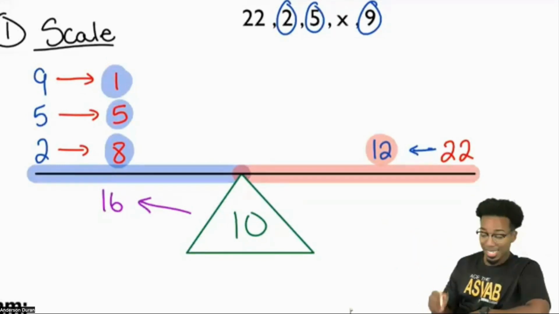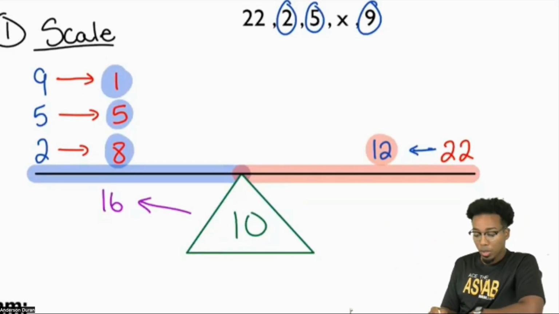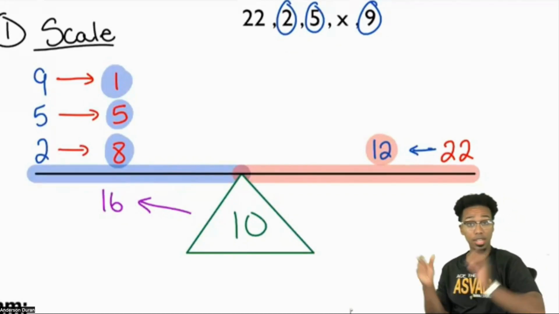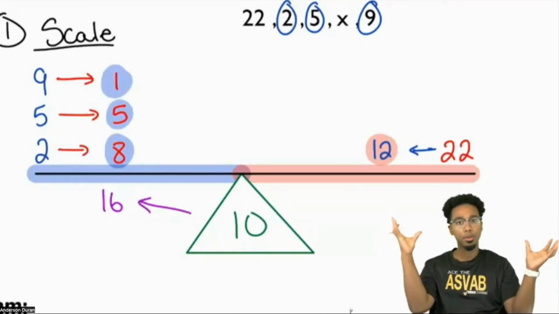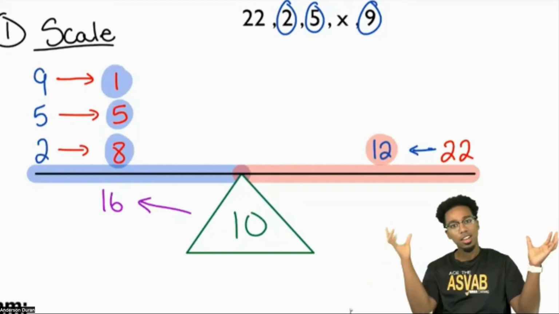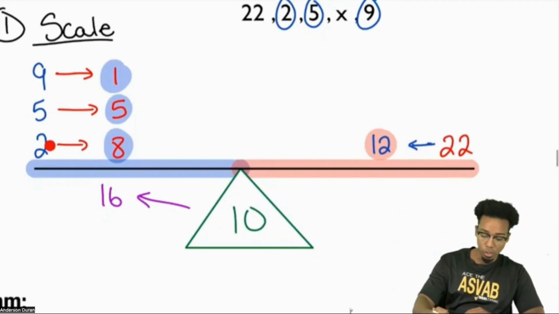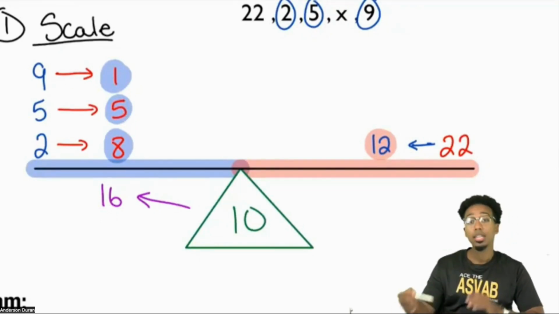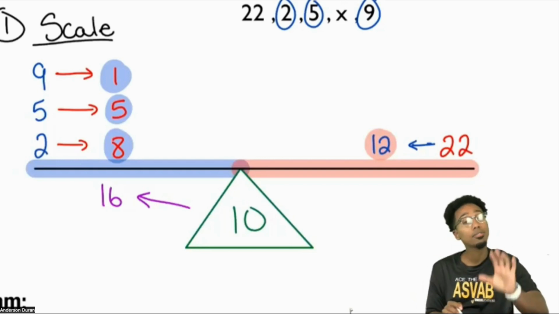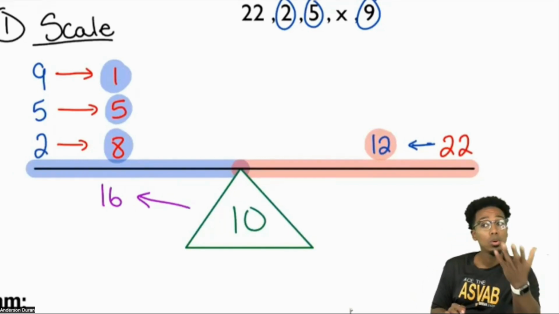We got the 16 because we saw that the 2, the 5, and the 9, all of them being on the left side of 10, again, the balance scale, right? All the numbers less than 10 on this side, all the numbers that are bigger than 10 on this side. So that's why the 2, 5, and 9 are on the left, and the 22 is on the right. So we looked at the left side first, and we said, how far away are these numbers?